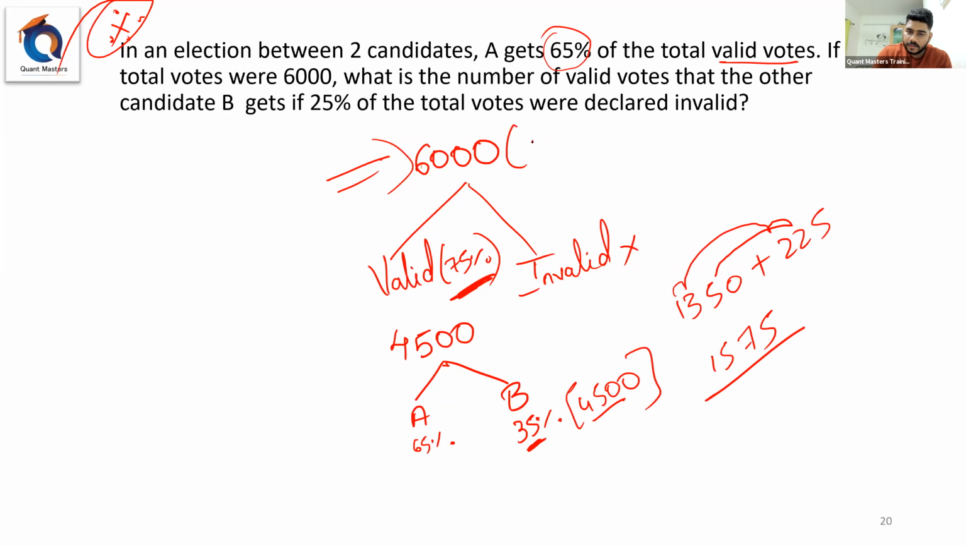So there is something known as total votes. In this total, we have valid and invalid. If invalid is 25%, then valid will be 75%. In this valid votes, that is 75%, is 4,500. A is getting 65% of the valid votes. So if A is getting 65% of the valid votes, B will get the remaining 35%. That is nothing but 1,575.